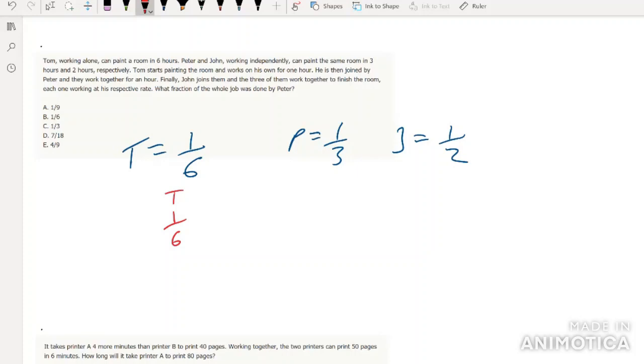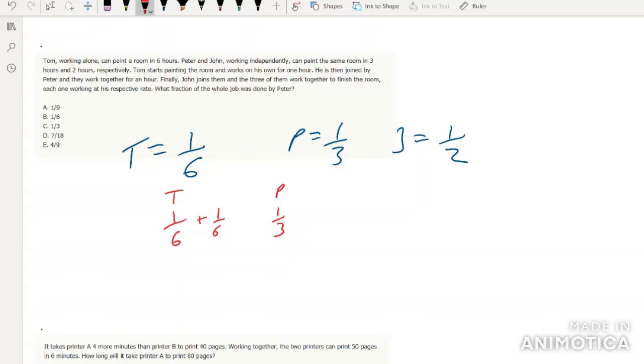He's then joined by Peter and they work together for an hour. So now what's happened? Well, Tom has done another 1/6 and Peter has done 1/3. Finally, John then joins them and the 3 of them work together to finish the room. Okay, so how much have we already done? We've done 2/3, so we've got another 1/3 left. So if they worked for another hour altogether, how much would we get done?